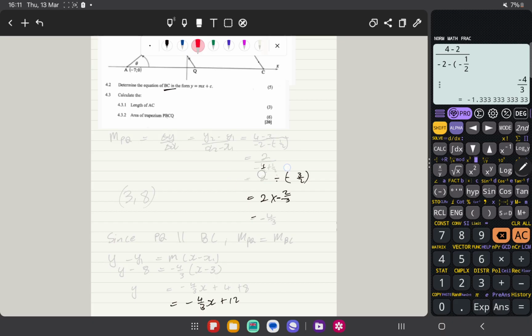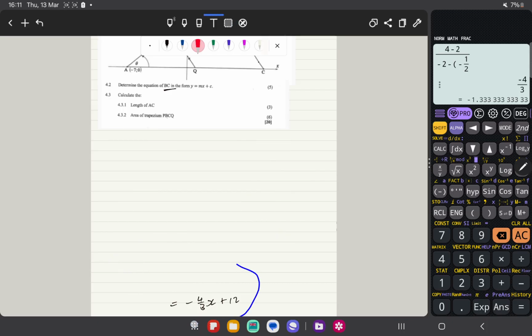Sometimes when you're solving these questions, try to wonder, why did they ask me the previous question? For example, right now they asked us to find the equation of BC in that form, right? And my mind is telling me that I can ask myself, why did they ask me that question? Finding the equation helps me know the coordinates of C.